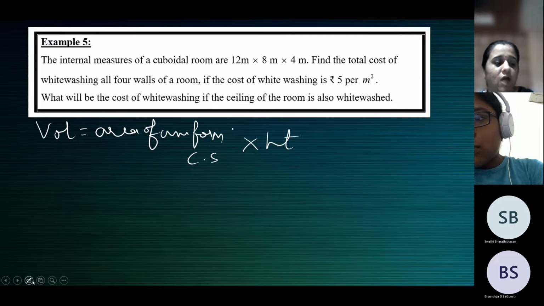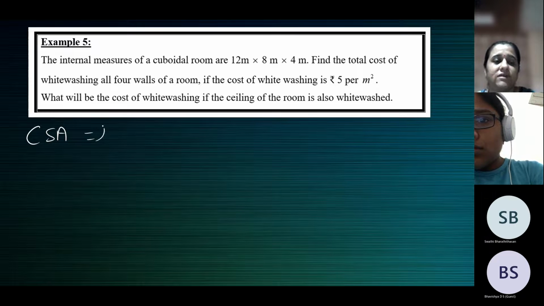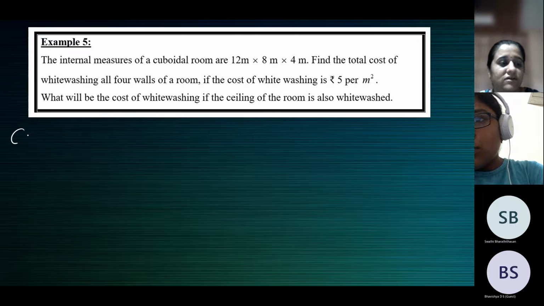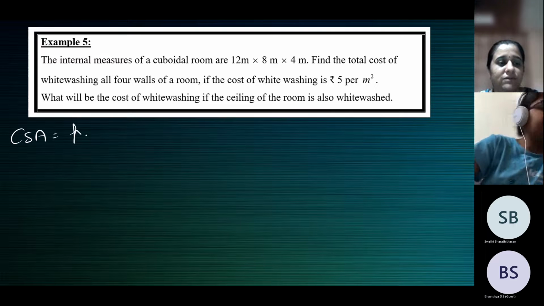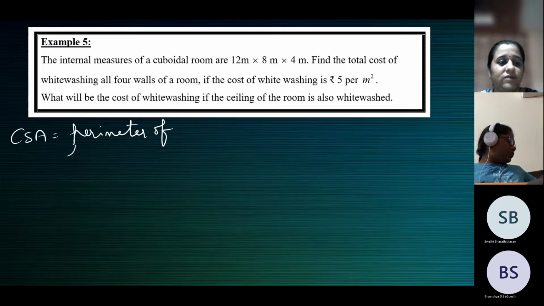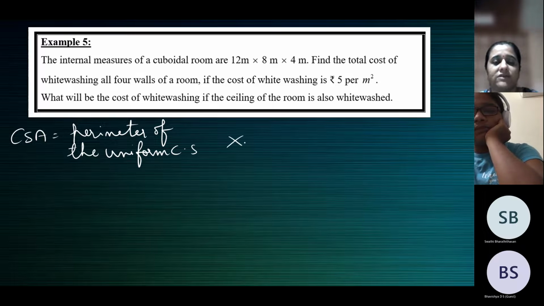Now, how is the curved surface area interpreted? In general, curved surface area is the perimeter of the uniform cross section into height. Let me write it. Curved surface area is equal to perimeter of the uniform cross section into height.